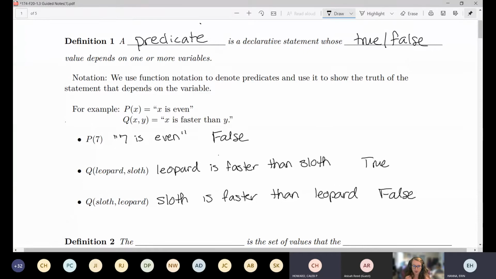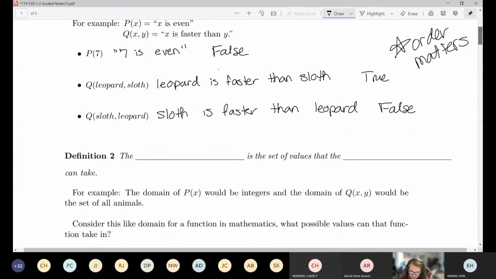Okay. So here, once we have sloth, leopard, the order switched. So order really matters here. When you have more than one input, the order definitely matters. So it was the first one is faster than the second one.